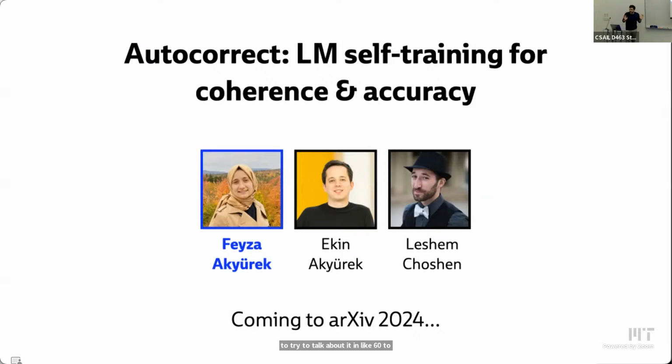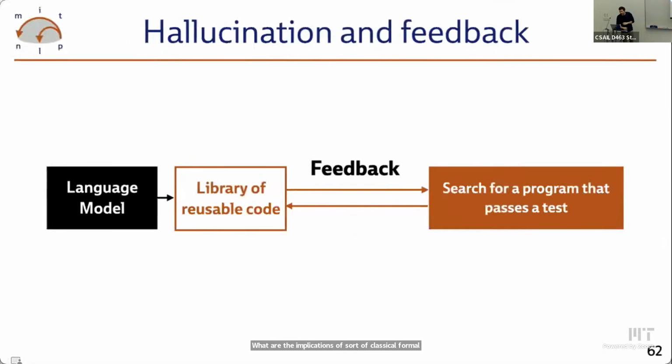What are the implications of classical formal reasoning techniques for training language models themselves? We talk a lot about problems with hallucination, especially in modern language models, right? If you prompt them to do tasks, you get outputs that are wrong, that are internally inconsistent, that contradict themselves or contradict facts that are actually true in the world. And it's important to note that this happens in all of the LM applications that I've been describing today.